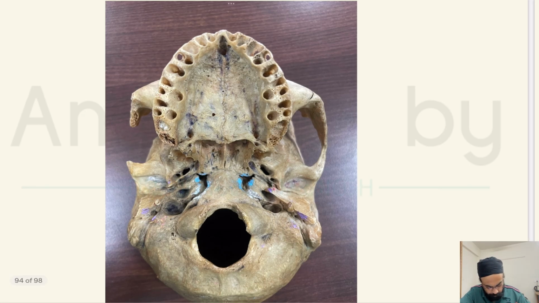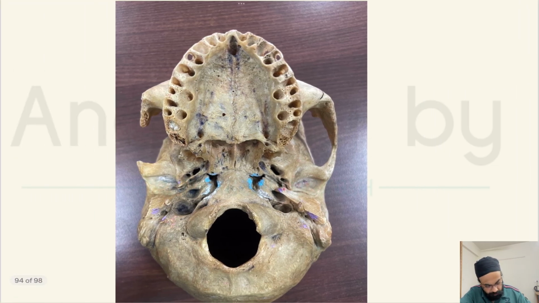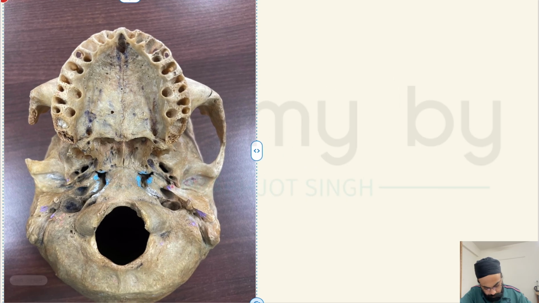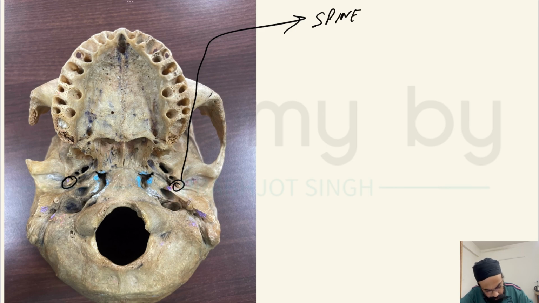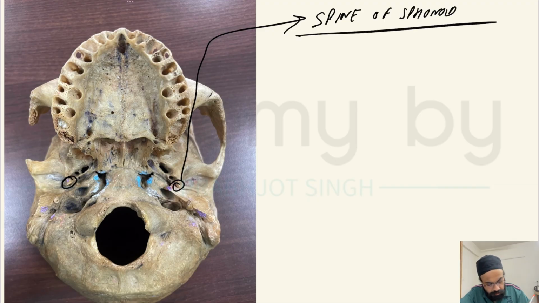Next, we will talk about this part. This is a small projection. This is known as the spine of the sphenoid. It provides attachment to something again similar to the styloid apparatus.